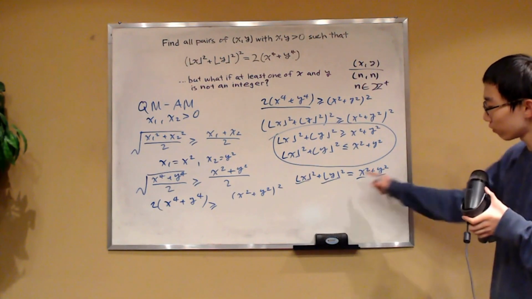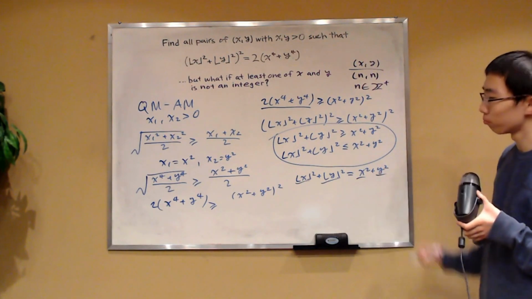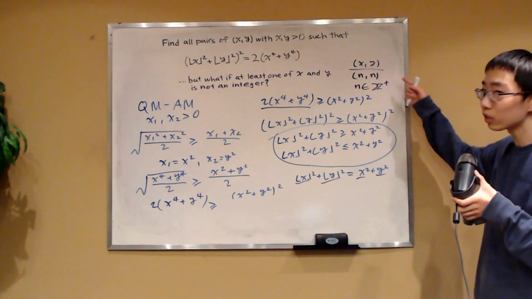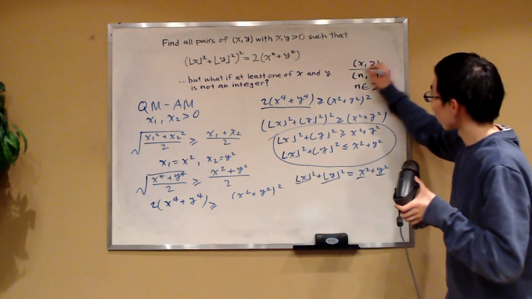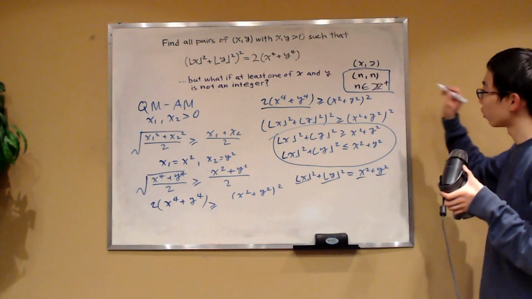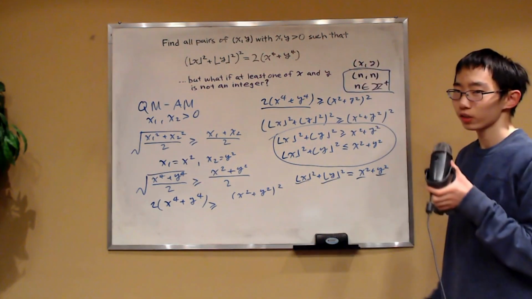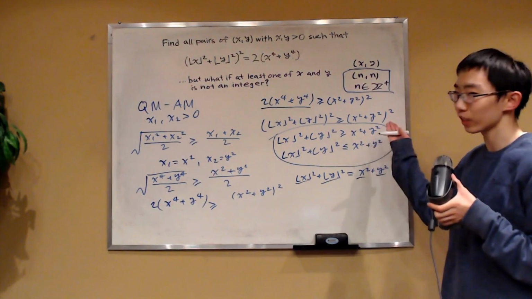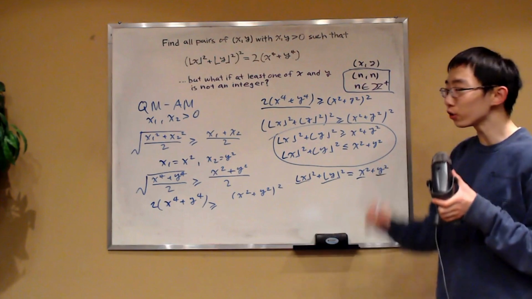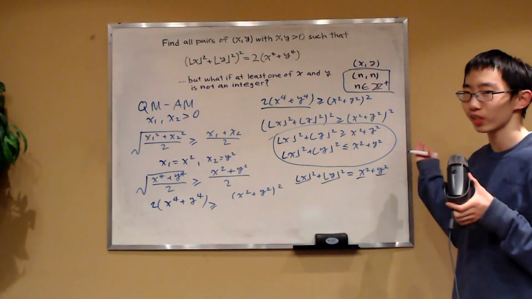So to achieve equality, both x and y must be integers. But we proved earlier that if they're both integers, then this is the only solution. So indeed, this is the only solution to this equation. So that's how we can derive a constraining condition to limit our solutions. And we were able to prove that no other solutions exist.